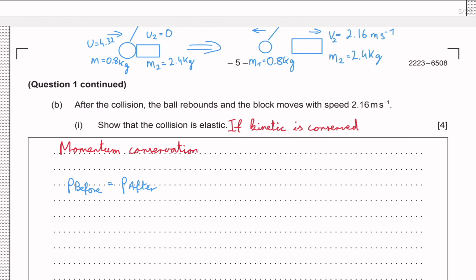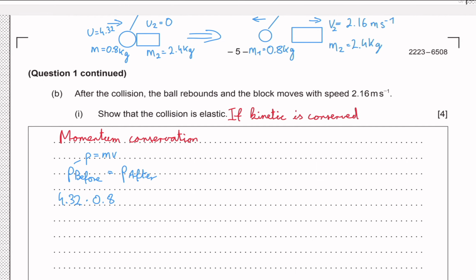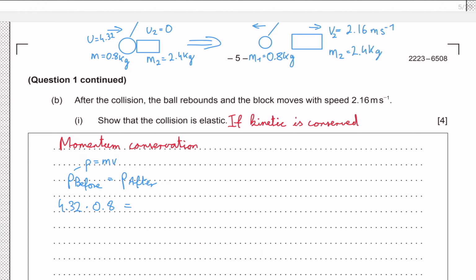So we just have to write down the momentum of each of the items. P before: the ball had a speed of 4.32 and a mass of 0.8. And obviously P is just m times v, mass times velocity. So this had this much momentum. The block had zero momentum, as it had a speed of 0, so we can just ignore that. And then in the second case, we know that the block had a speed of 2.16 and a mass of 2.4 kilograms.